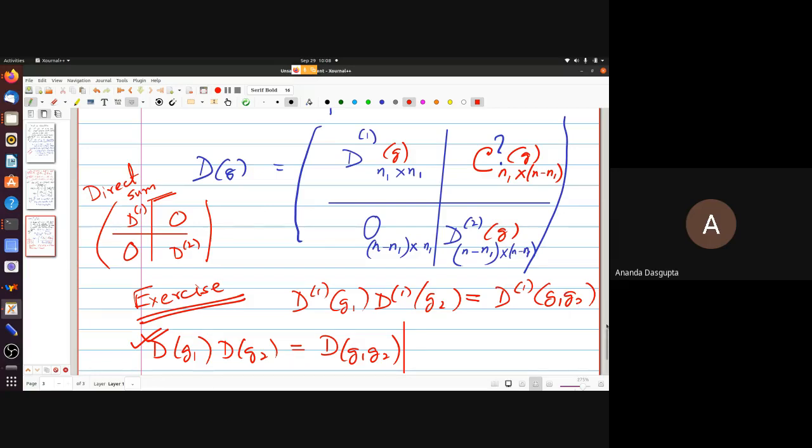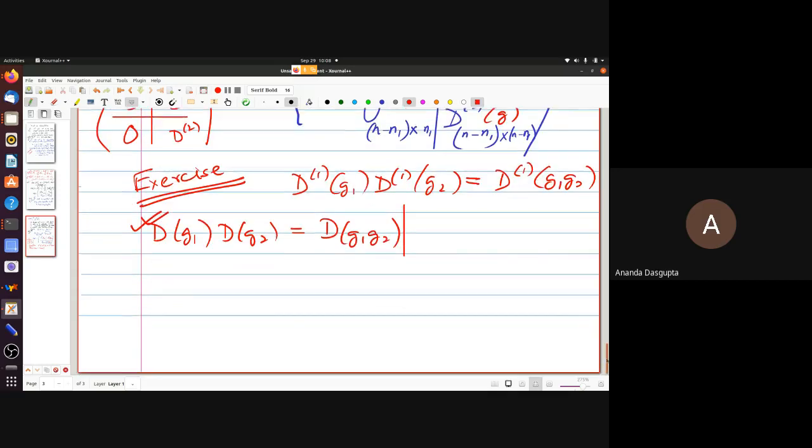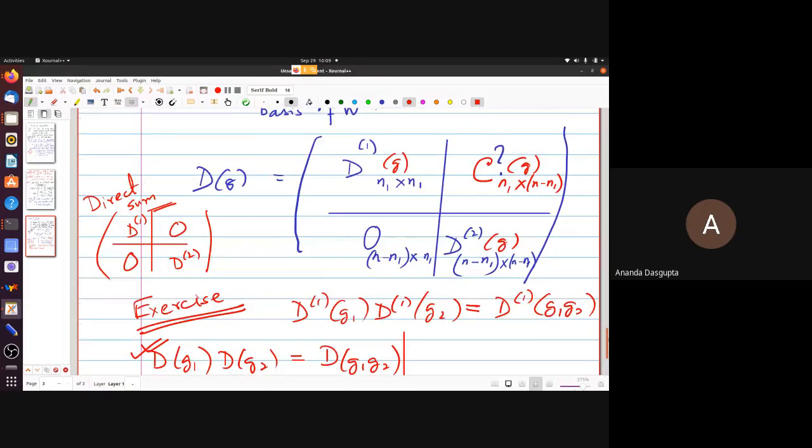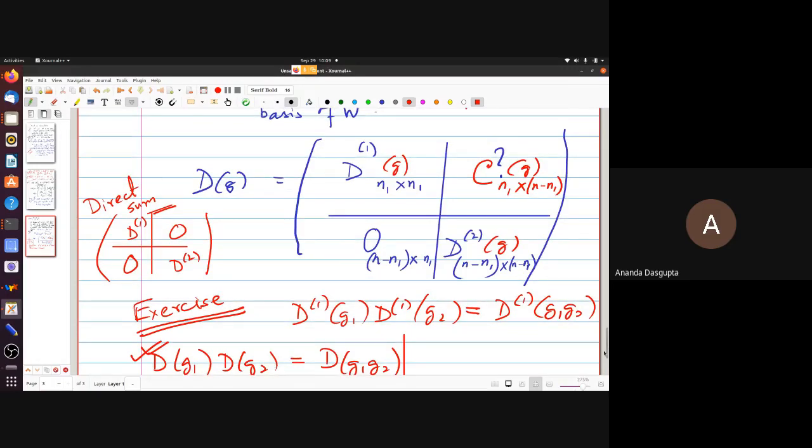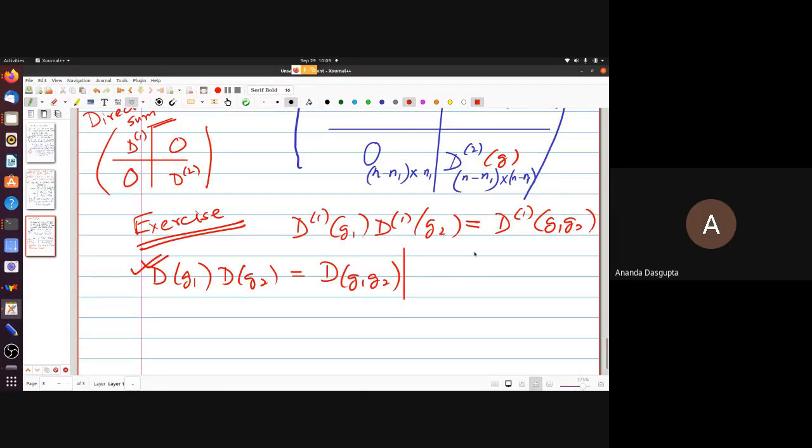I hope everybody knows how to handle block versions of matrices, how to multiply block matrices and so on. Yes or no? Have you ever done this? Yes, sir. Okay, so you should be able to work this out pretty easily, that this is going to follow. But what can you say? This is sort of trivial as well.